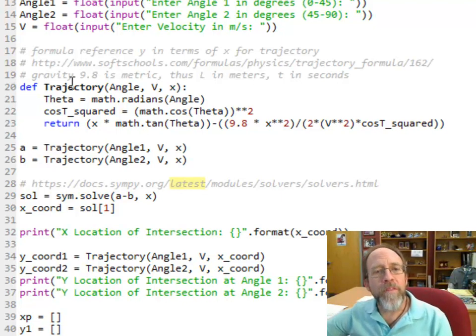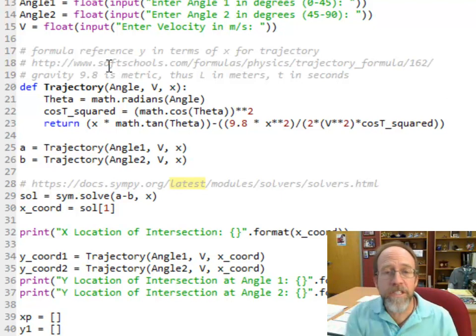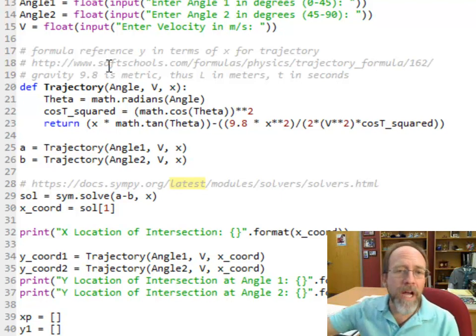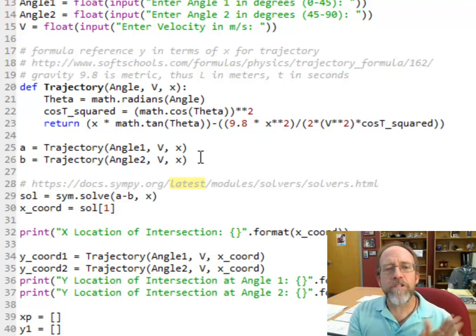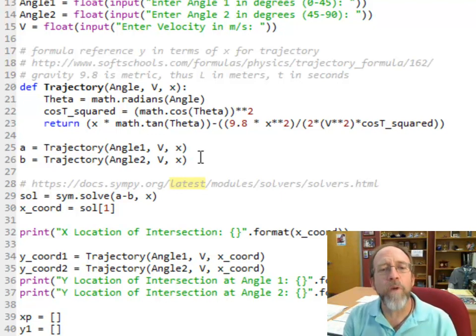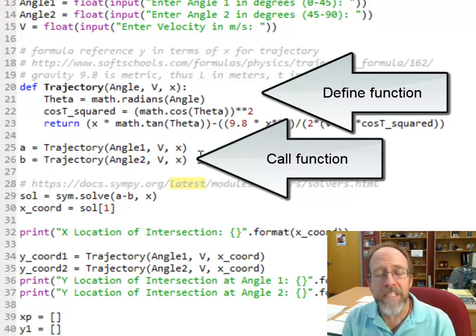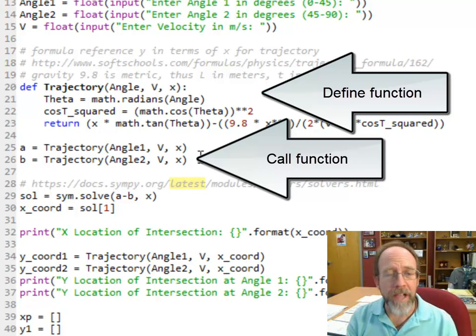So now with this function defined, I can call it with different values. I'll call it with the first angle and the velocity and the x, and then the second angle and the velocity and the x. In other words, I'm going to have the trajectory of the y coordinate with an angle, velocity, and x, and a y coordinate with the other angle, velocity, and x.